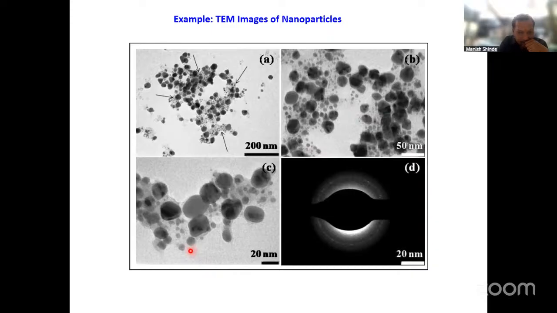This particle may be around 5 to 10 nanometer, 5 to 7 nanometer. Maybe this particle is 10 nanometer in size. By knowing this size, I am approximately telling.